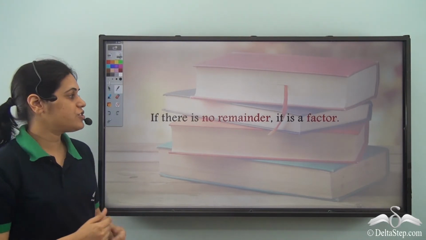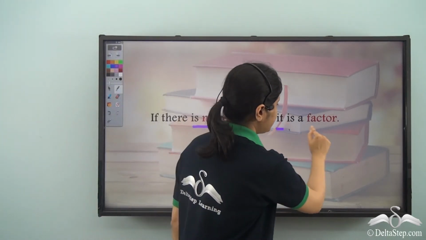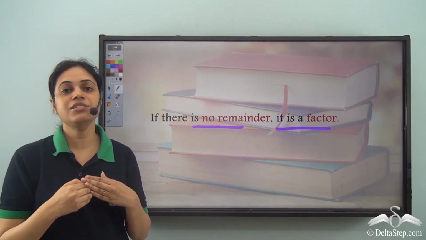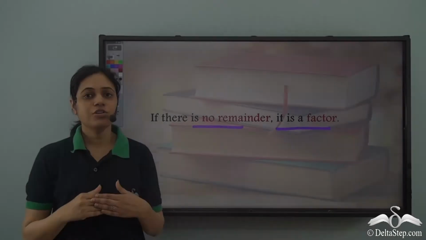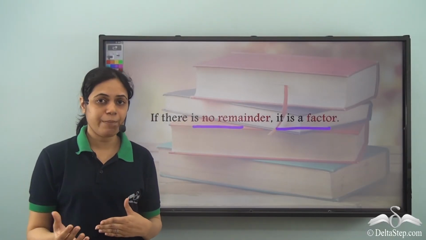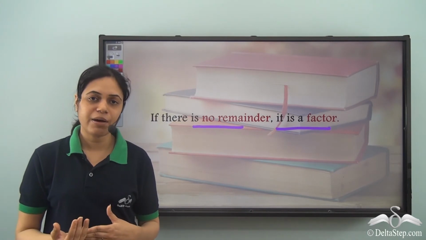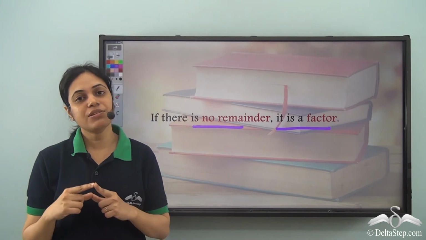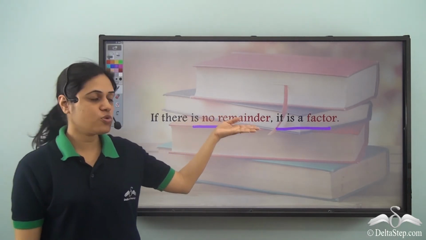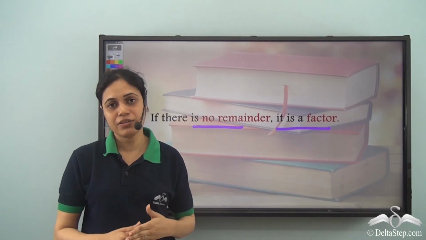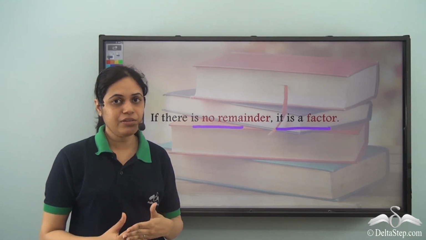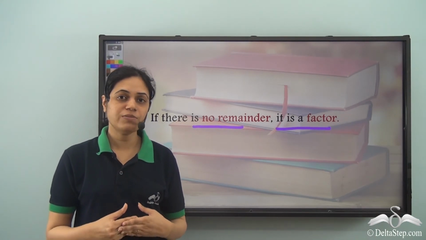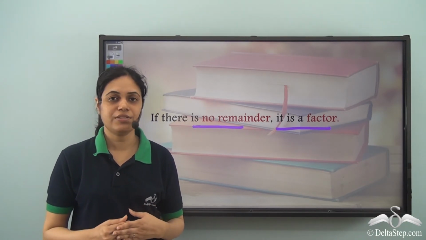So if there is no remainder when we divide, it is a factor. And if there is a remainder, then it is not a factor. So this is how you find whether a number is a factor of another number or not. You need to divide and see whether there is a remainder or not. If there is no remainder, then the number is a factor. And if there is a remainder, then the number is not a factor. So try out several problems of this type till you get them all correct.